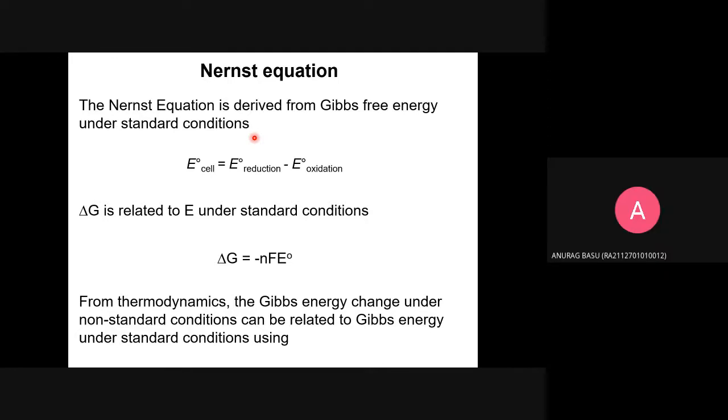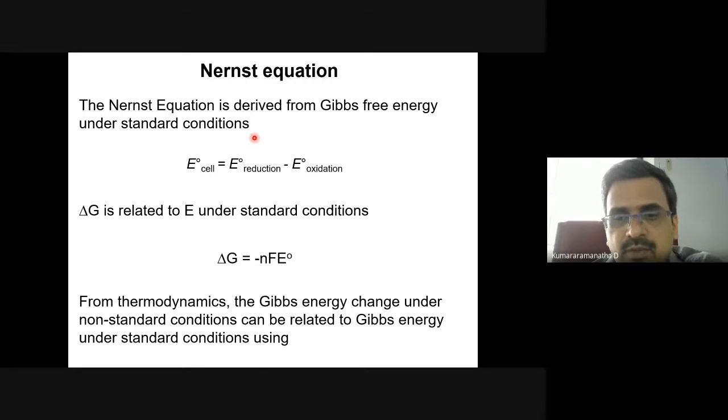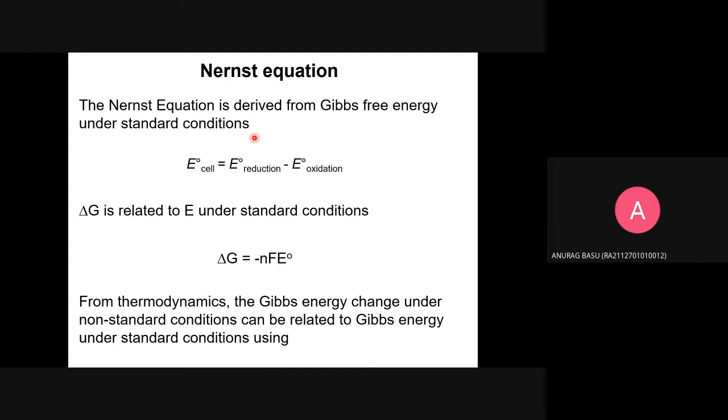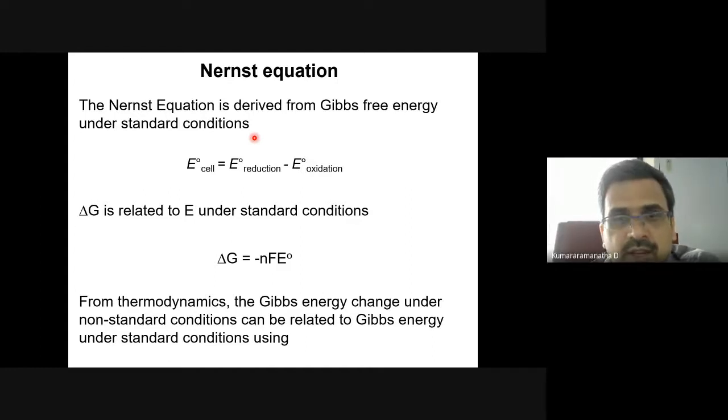Sir, E naught minus 0.0529 log... yes, E naught minus 0.0529. But after that, there is one more important term. Sir, log of cathode somewhere by anode, cathode by anode. Okay, let's see that.